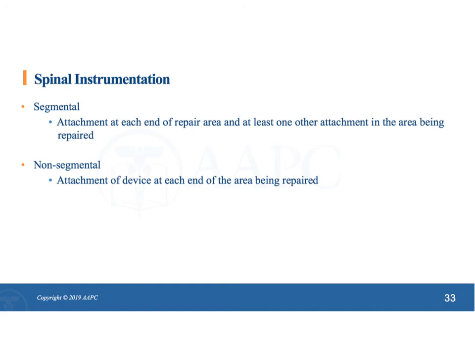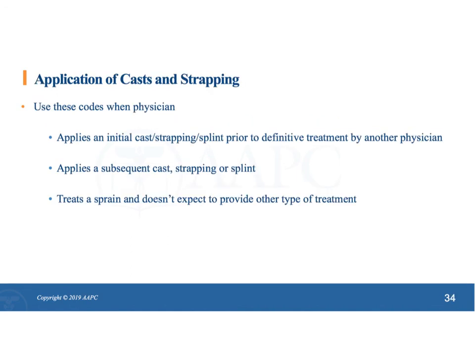Non-segmental indicates a device that has been attached spanning a section of vertebrae, not the individual vertebrae. Casts and splints serve to immobilize a body part. They can be done to allow swelling to decrease and to immobilize areas for healing.